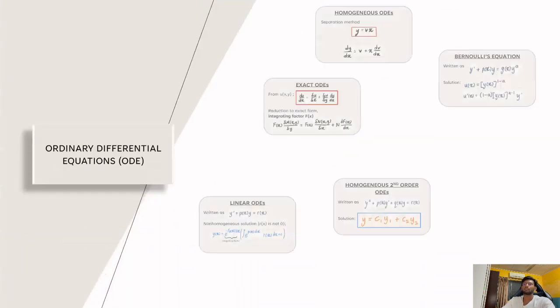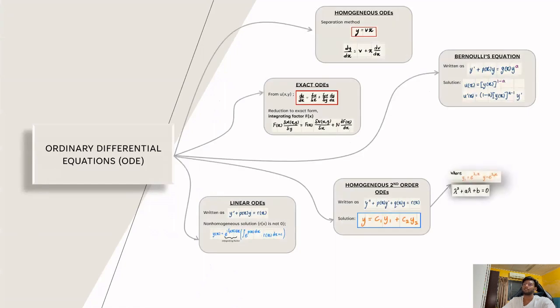Moving on, we have quite a few different ODEs. So we have the homogeneous ODEs, which can be solved by the separation method, Bernoulli's equation, exact ODEs, homogeneous second order ODEs, and linear ODEs. Most of these equations have their own way of being solved, either through a general solution formula, or we can use an integrating factor also.